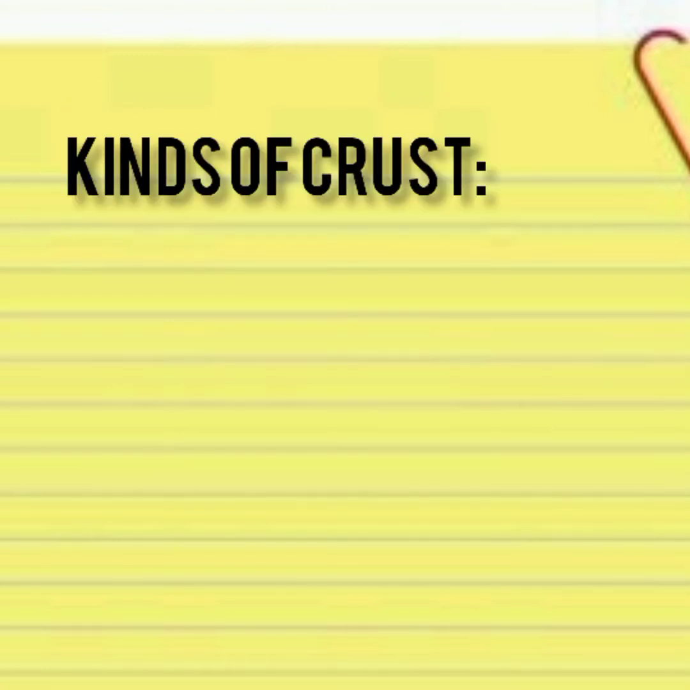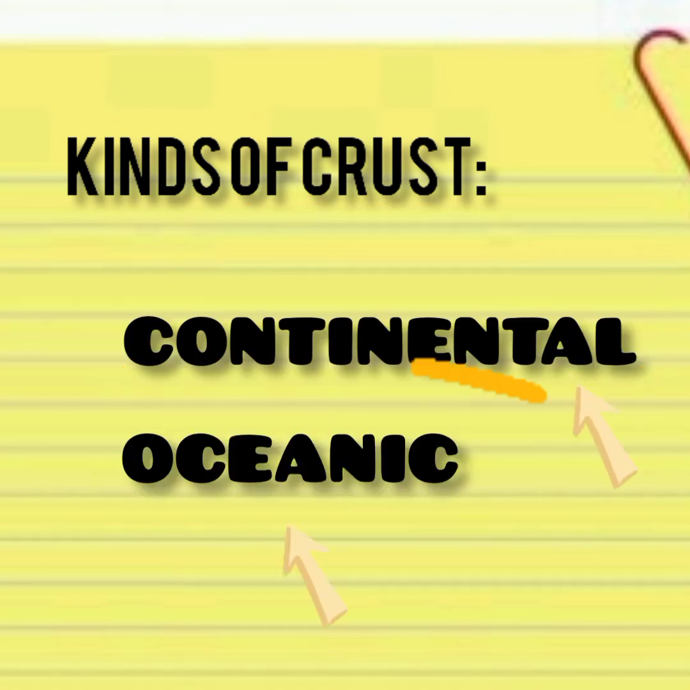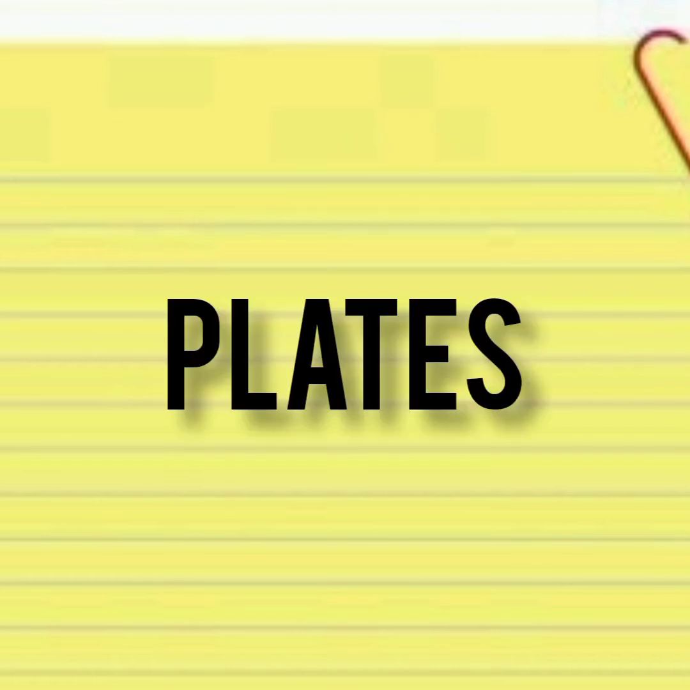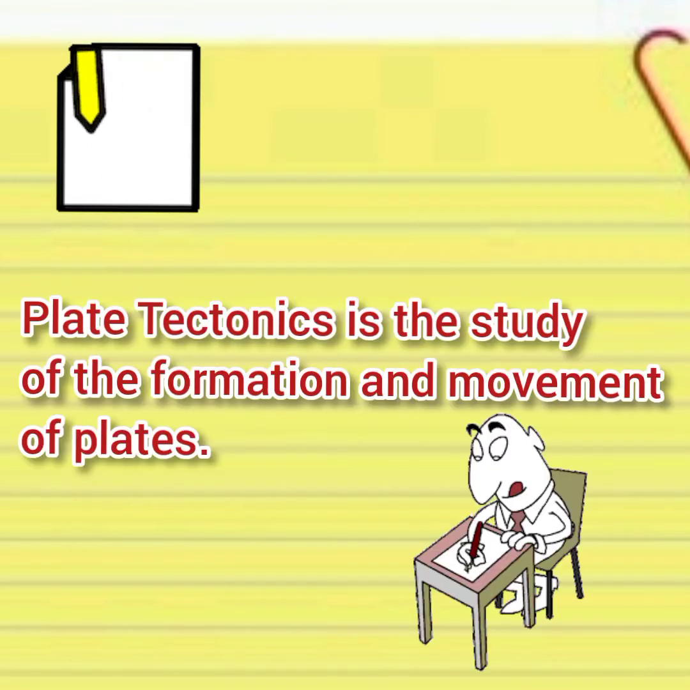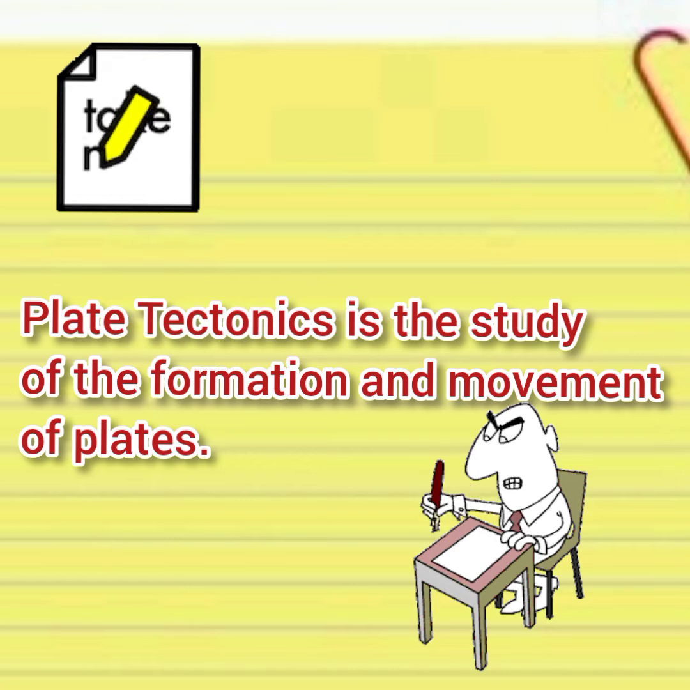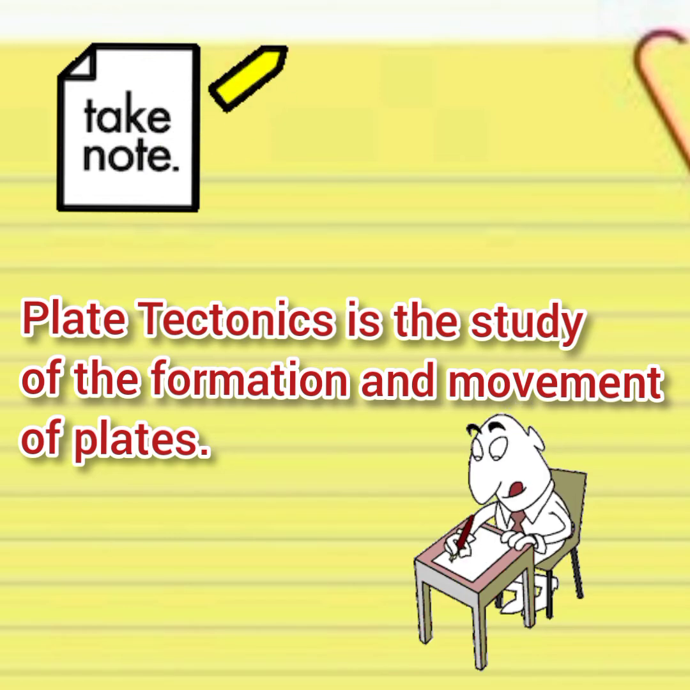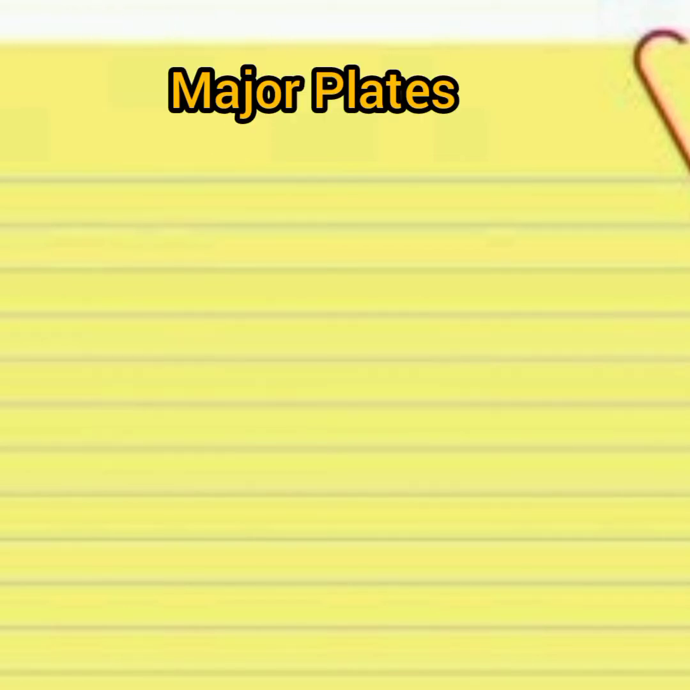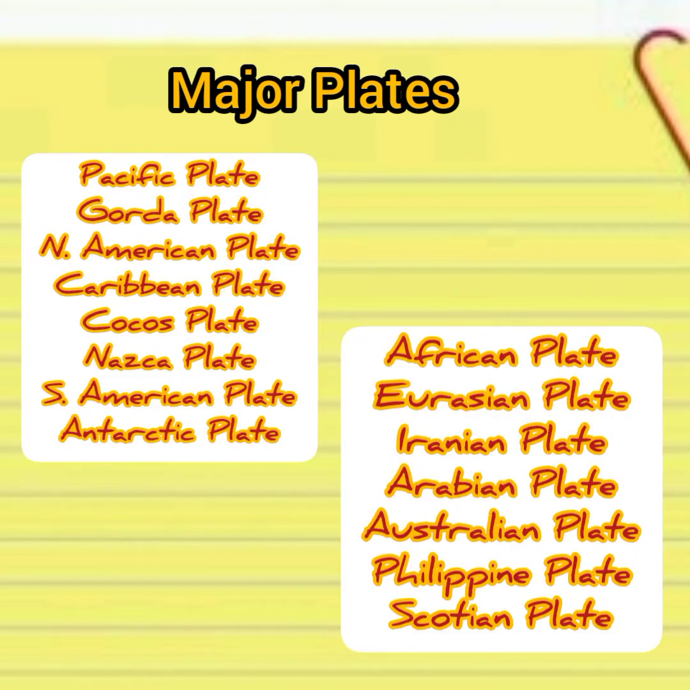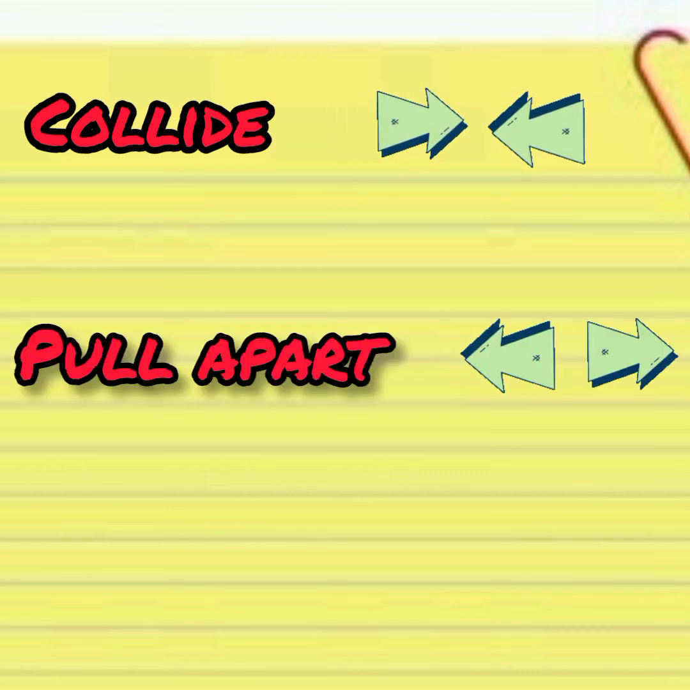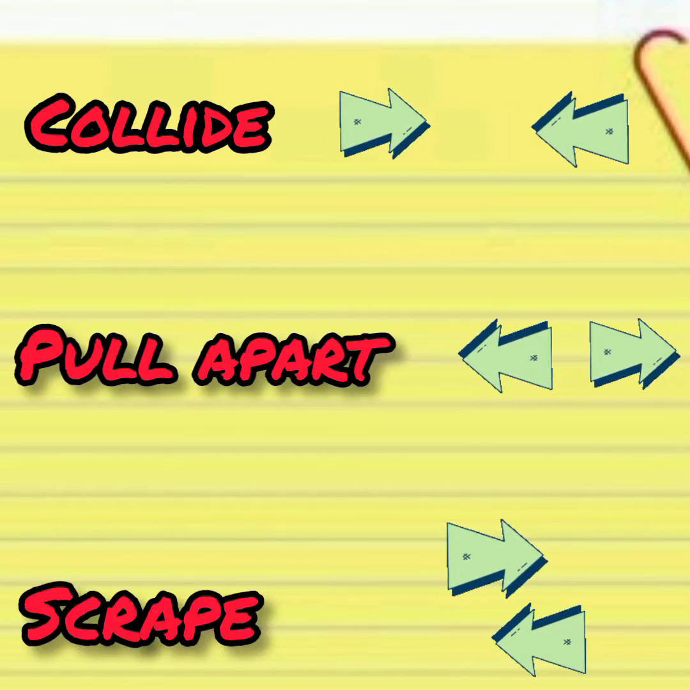There are two kinds of crust, the thicker but less dense continental crust and the oceanic crust, which is relatively thinner but denser than continental crust. Earth's surface is made up of moving, solid pieces called plates. Plate tectonics is the study of the formation and movement of these plates. The Earth's crust is divided into major plates, which are moved in various directions. This plate motion causes them to collide, pull apart, or scrape against each other.